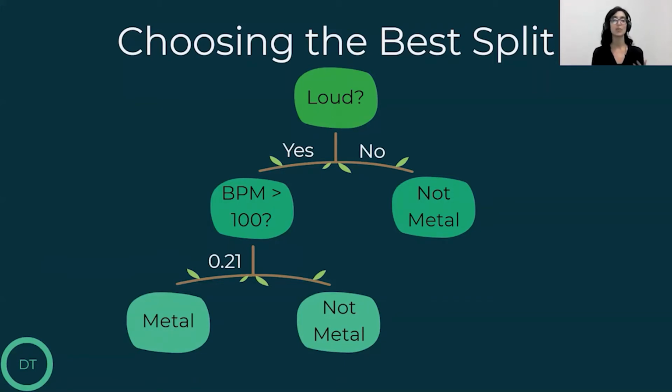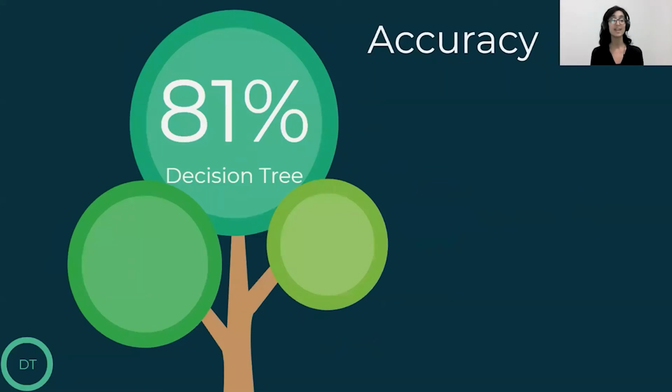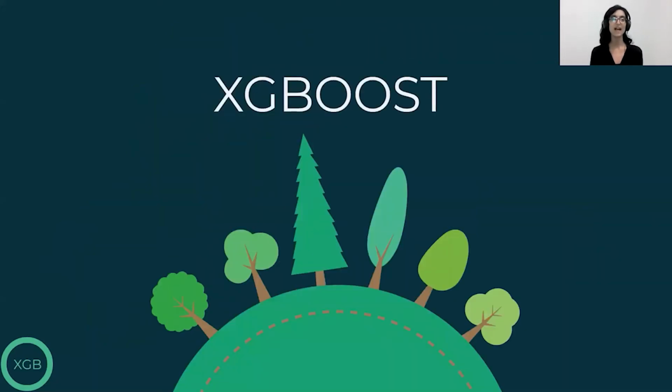So now that we know how to build a decision tree, let's see how it performs on our classification problem. Remember that it's classifying songs into 4 genres and not just metal. So we get 81% accuracy, which is very nice. But can we do better than that? Since I love trees so much, I went through some more tree-based classifiers, like random forest and XGBoost, that improved the results, but not as much as XGBoost. XGBoost means extreme gradient boosting.